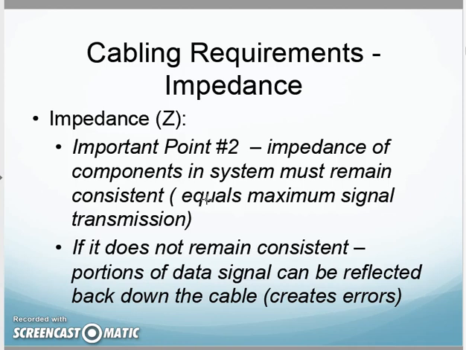Because, important number 2, the impedance of the components in the system must remain consistent. That equals the maximum signal transmission. So if I have a 100 ohm cable connecting to another 100 ohm cable, they match. So I'm going to have maximum signal transfer, if you will, between those two. If I don't have that, if I have a 100 ohm cable run connected to a 150 ohm patch cable, when those two meet, there's an impedance mismatch, and we're going to get signal reflections. As the signal hits that 150 ohm junction, some of the signal is going to bounce back, and we're going to get, dun dun dun, attenuation.